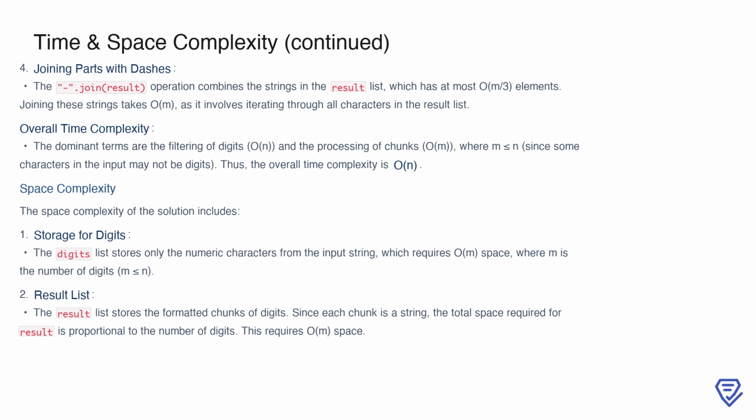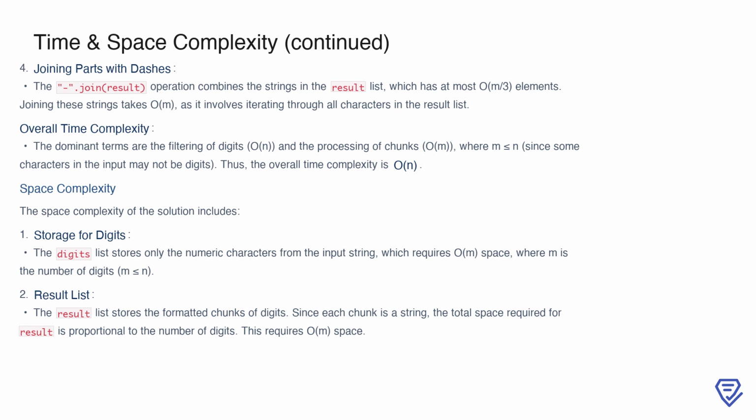Putting it all together, the dominant operations are filtering the digits, which is O(n), and processing them into chunks, which is O(m). Since m is always less than or equal to n, because some characters in the input may not be digits, the overall time complexity simplifies to O(n).